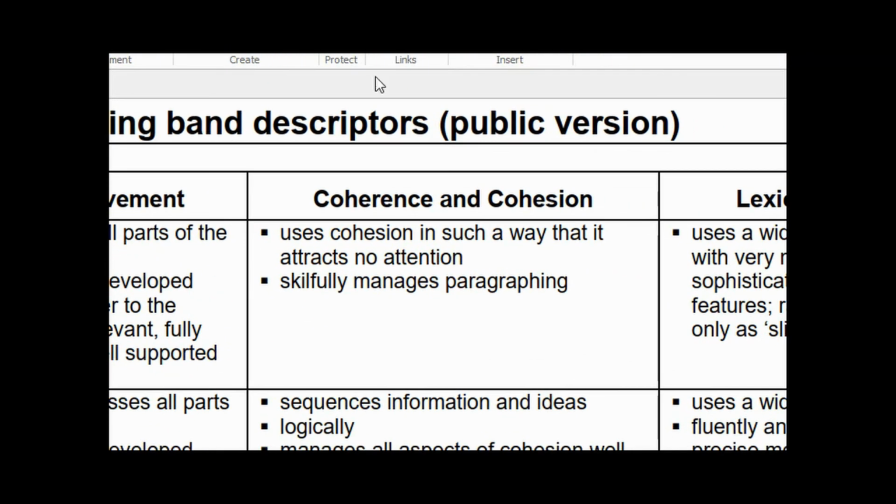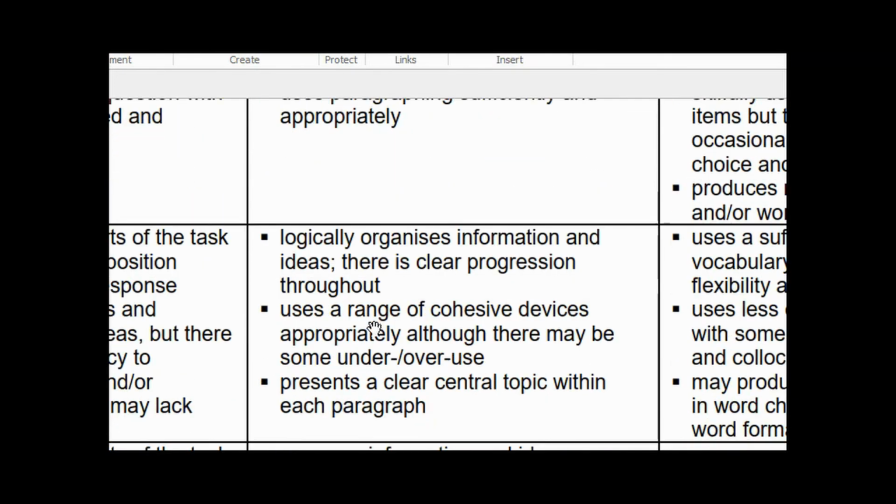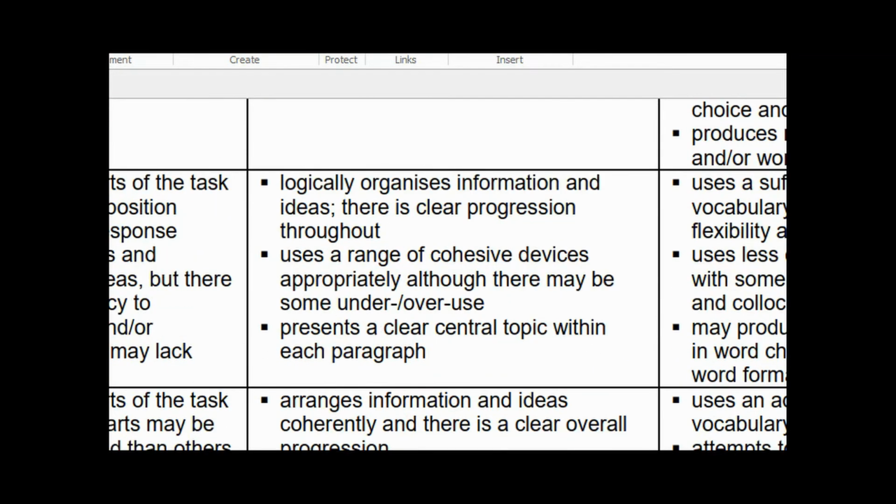Okay, let's move on to coherence and cohesion. Let's look at band 7 again. It says logically organizes information and ideas. There's a clear progression throughout. Uses a range of cohesive devices appropriately, although there may be some under or overuse. Presents a clear topic within each paragraph.